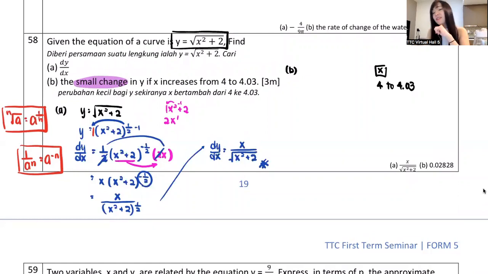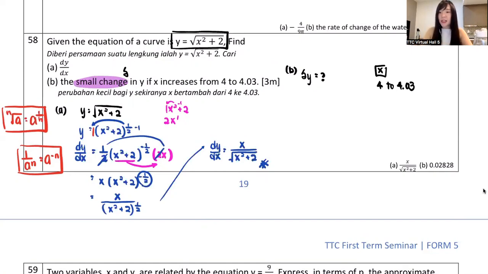What do they want you to find? Very good, Vima. They want to find delta y. You guys still remember I told you small change means the symbol of delta. Delta means small change. Small change means delta. So small change in y, delta y. Now they want you to find delta y and they tell you x.